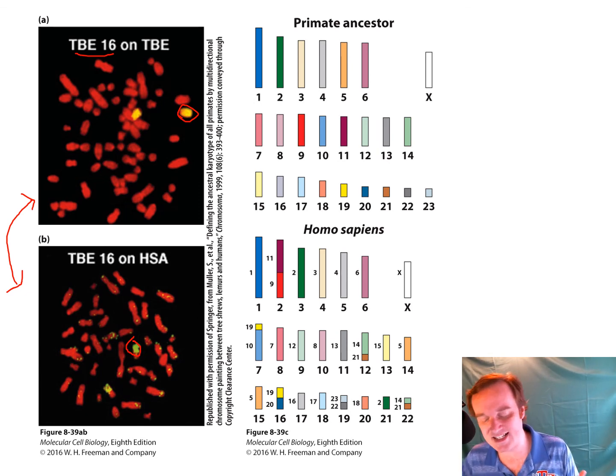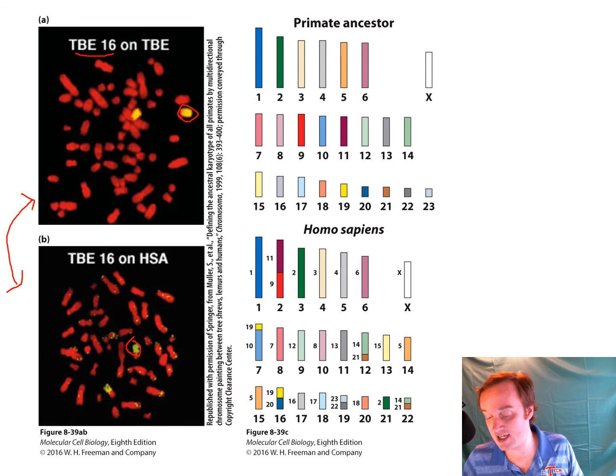And we call that synteny, where we have this evolutionary preserved piece of chromosome. So the genes may have changed a bit here and there, but throughout evolution, that section in the tree shrew and that section in the humans evolved from a common ancestor.